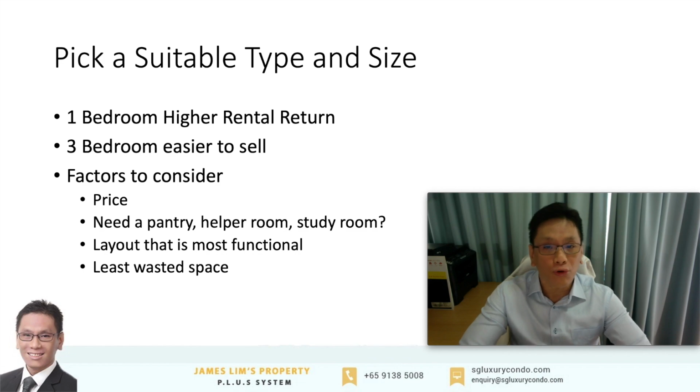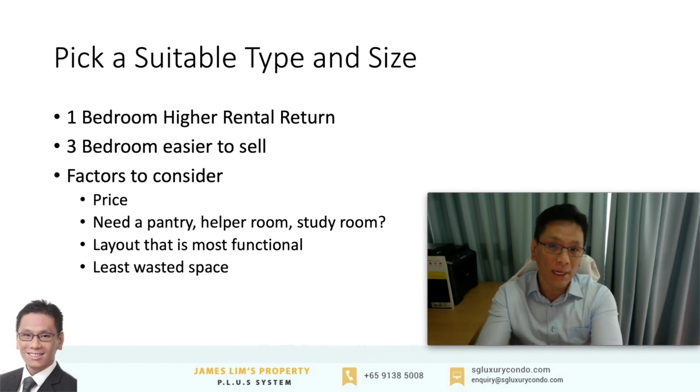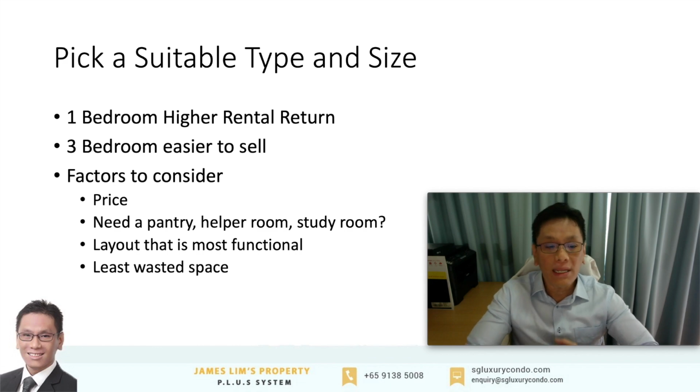Some factors to consider if you are looking for own stay. Of course, price is definitely a main factor, but other questions you can ask is that for the 3 bedrooms, we normally have the 3 bedroom, the 3 bedroom premium or the 3 bedroom study. The main difference is that do you need a pantry or a helper room or maybe a study?